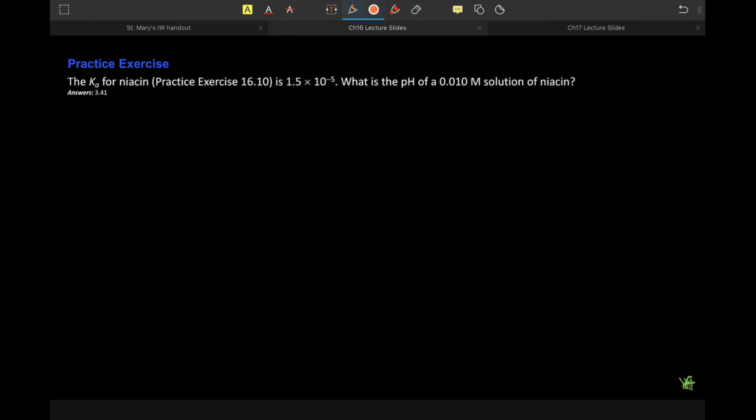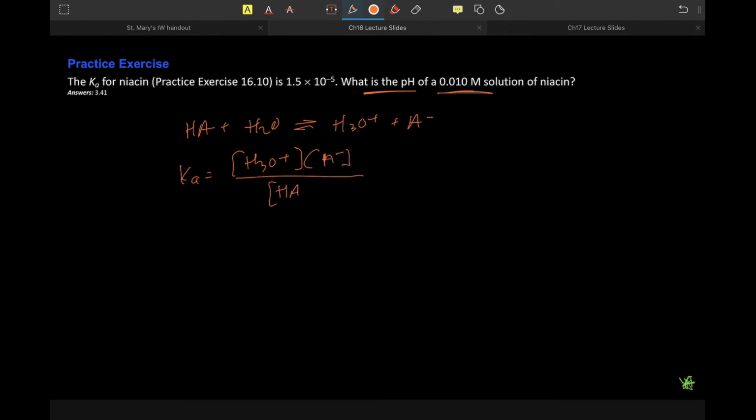All right, next up. The Ka for niacin is that. What is the pH of a 0.01 molar solution of niacin? So, same thing, we would start by writing our reaction, and then we would have this plus that. We would write our Ka expression, which is H3O plus times A minus over HA is equal to 1.5 times 10 to the negative 5. And then we'd fill in our concentrations.